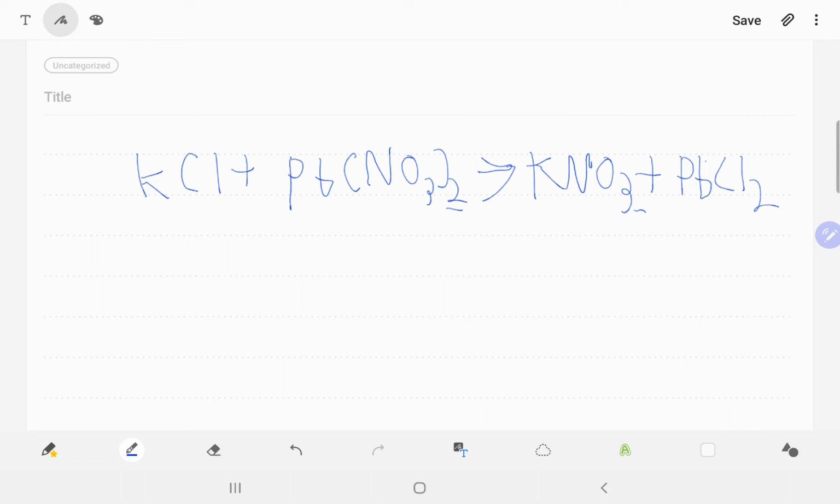So now we balance this, of course, which means we would have to put a 2 in front of the K. We then look here, we have to put nothing there. But we would have to put a 2 in front of the K. And nothing would go here as everything is now balanced.